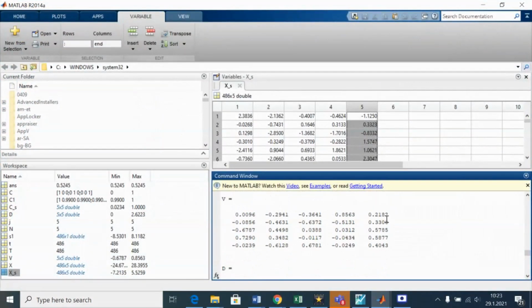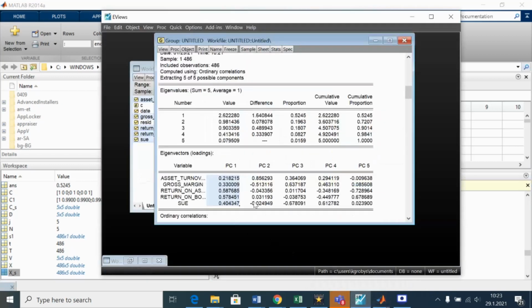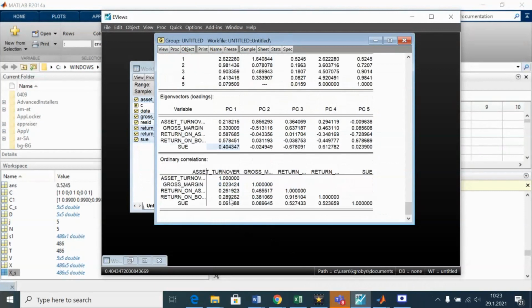And you see, these are the same numbers. You see 0.21, 0.33, and so on. And the same you see here in EViews as well. These are the same numbers. So here you see the covariance matrix, and it's exactly the same as what we have seen already in MATLAB.